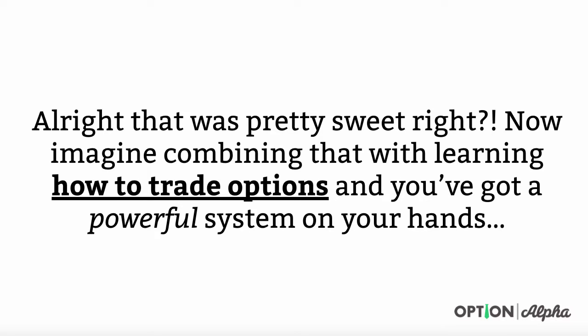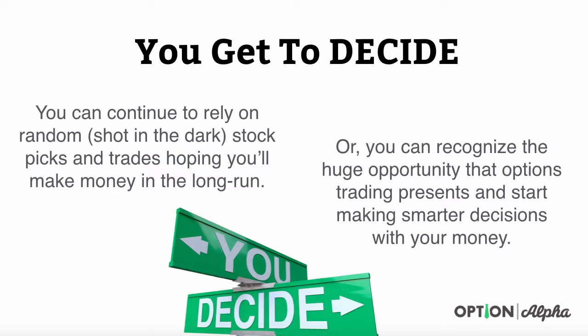All right, so that was pretty sweet, right? I mean, now imagine combining that with learning how to trade options, and you've got a pretty powerful system on your hands. So at this point, you've got to decide, right? You can rely on random shot-in-the-dark stock picks and trades, hoping you'll make money long term, or you can recognize the huge opportunity that options trading presents and start making smarter decisions with your money, using data and case studies like the one we just looked at in Google to make smarter decisions about how you invest your money.